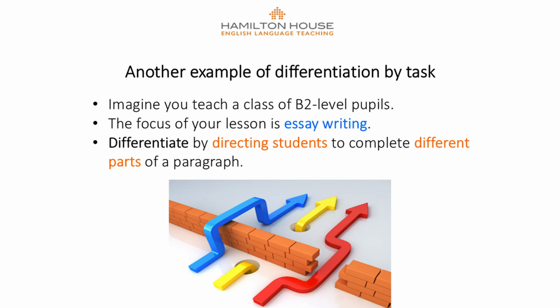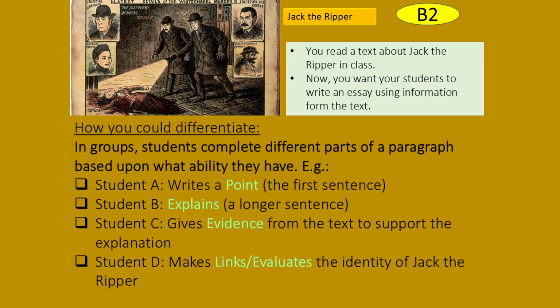Okay. Another example of differentiation by task. We're going to look at essay writing at B2 level. Differentiation by directing students to complete different parts of a paragraph. As you can see from the picture and the arrows, all three students will get to the same point, but in different ways, yeah, using different paths. Let's see how we can do that.